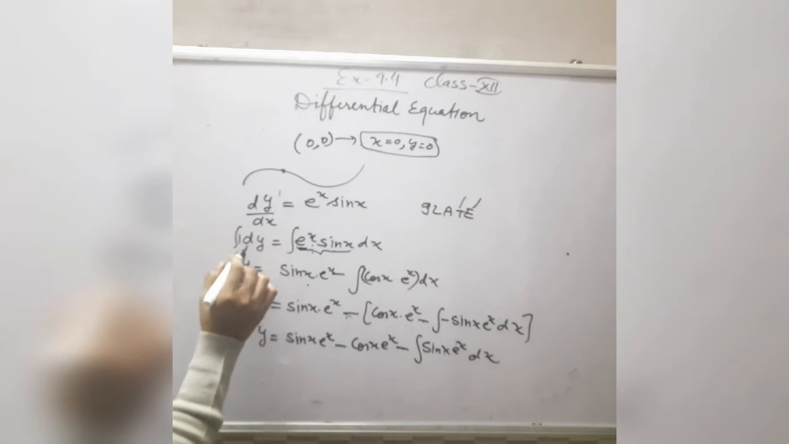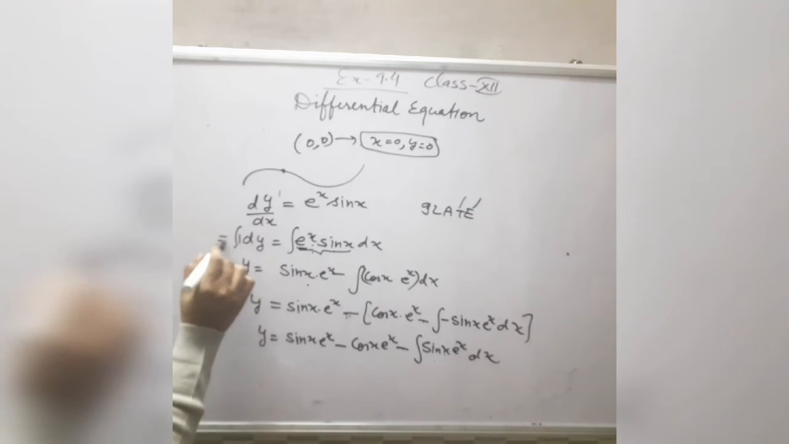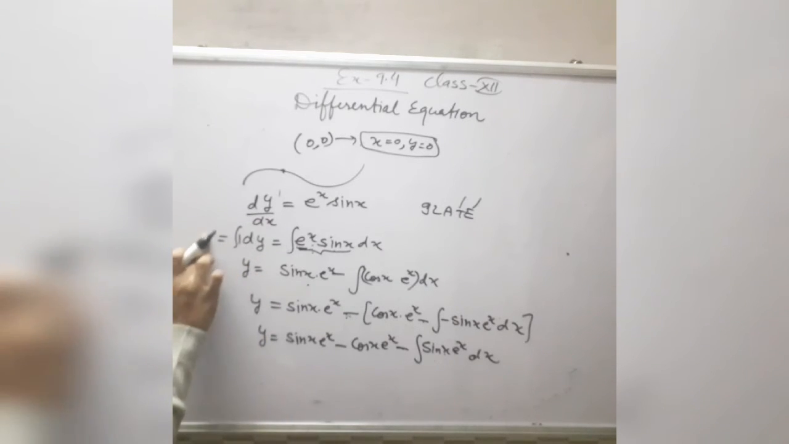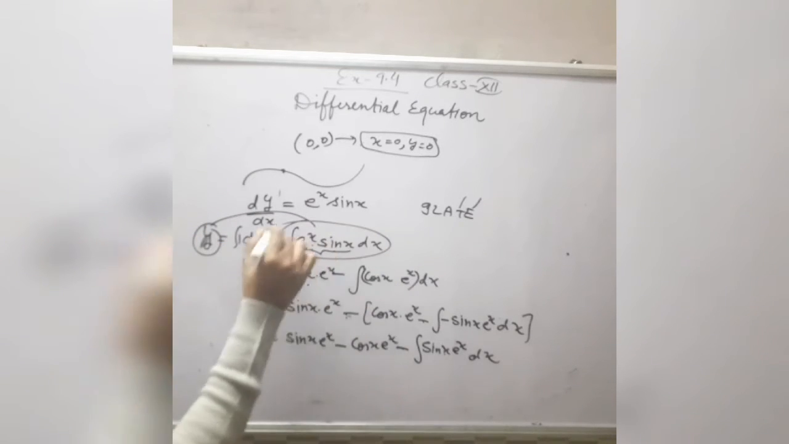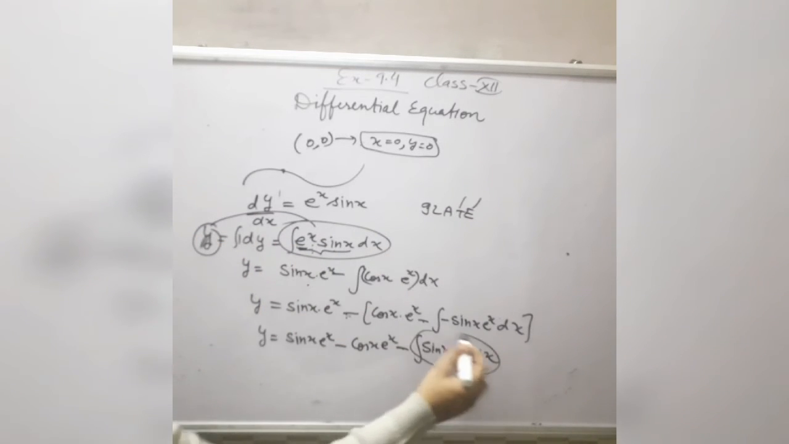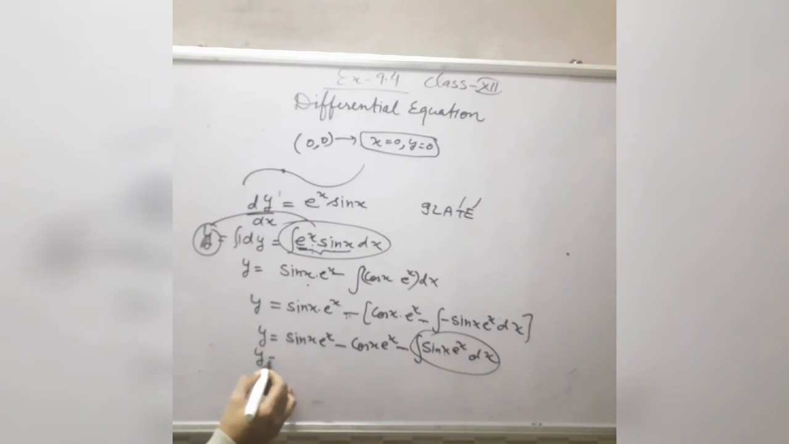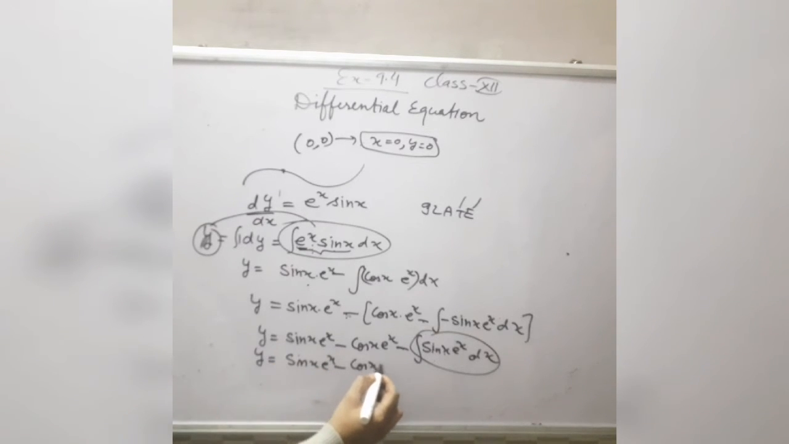In place of the integration of 1 with respect to y, you can write y. So this is the value of y. In place of this term you can put y. After putting y, you will get y equal to sin x e raised to power x minus cos x e raised to power x, minus y.